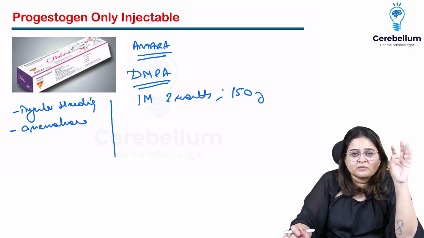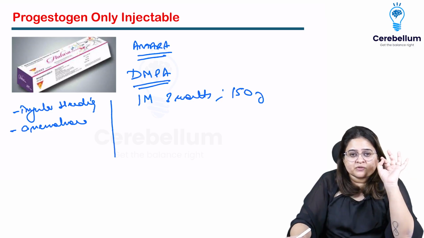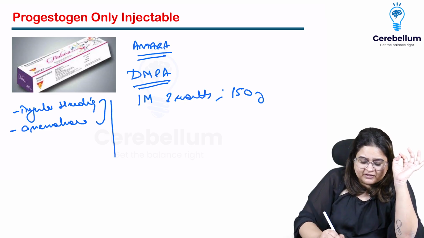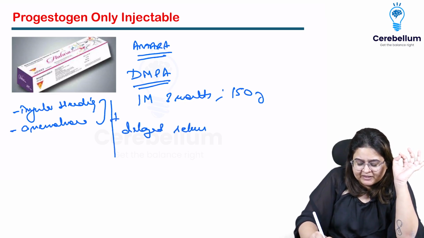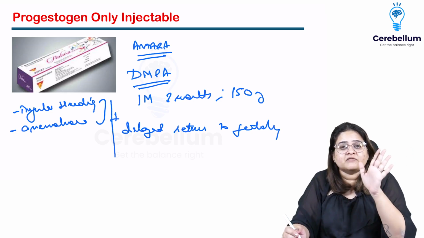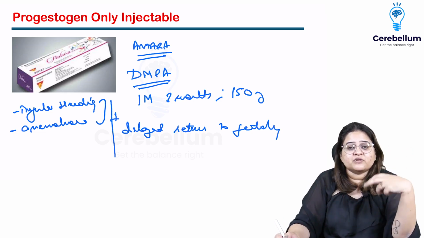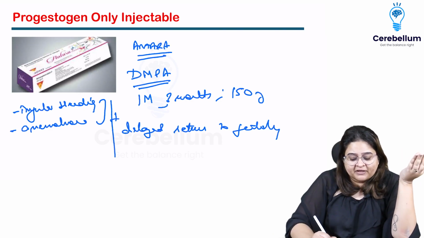It will cause irregular bleeding and a lot of periods of amenorrhea. Now, in Antara, what you should remember, apart from these two, there is also a delayed return to fertility. That means once she stops the Antara, she may not get pregnant for 6 to 12 months. It may take 6 to 12 months for her to get back her fertility. It's very strong, and it's very effective also.